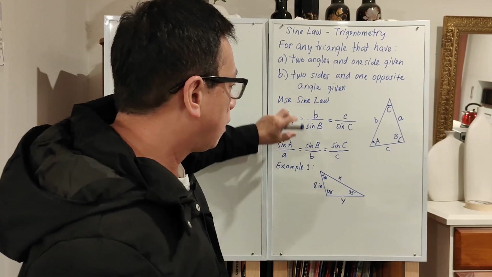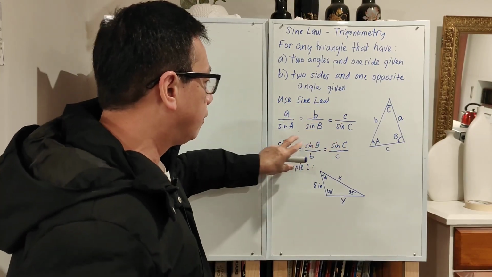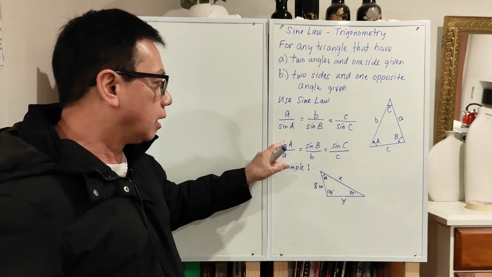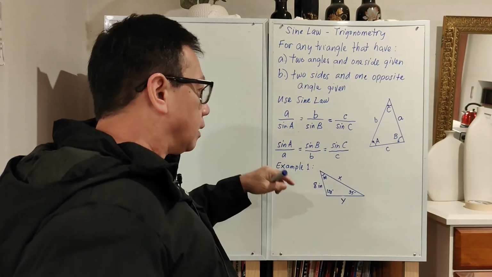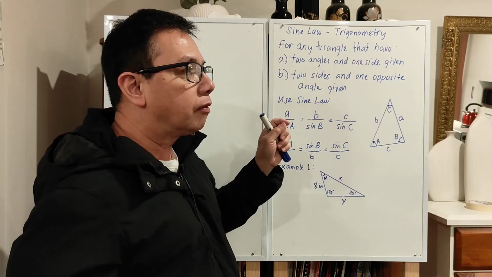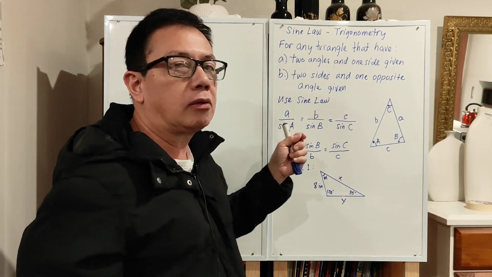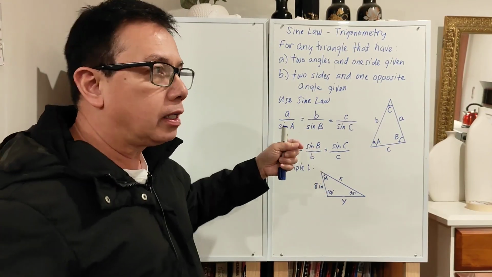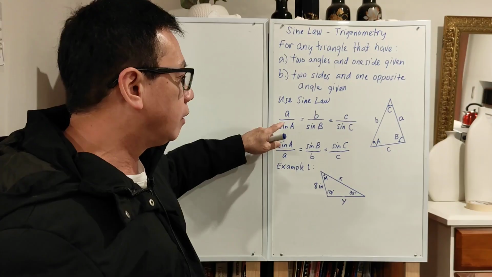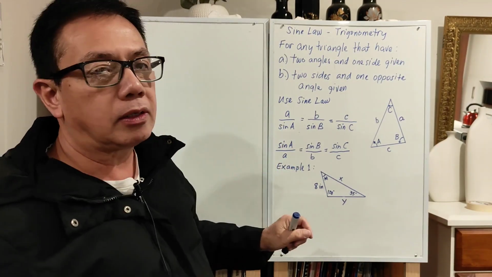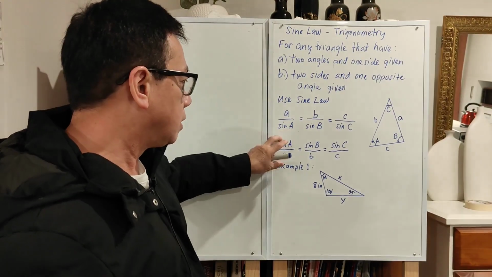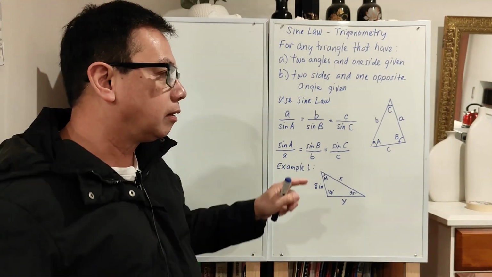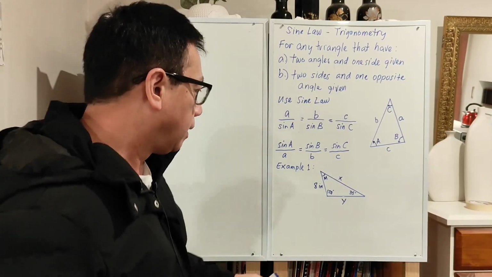Now sometimes I flip the fraction. We can also use this formula. It depends on what we are looking for. I prefer to put the variable on the numerator, it's easier to solve. So you can use either one, this one or this one, depending on the variable that we need.